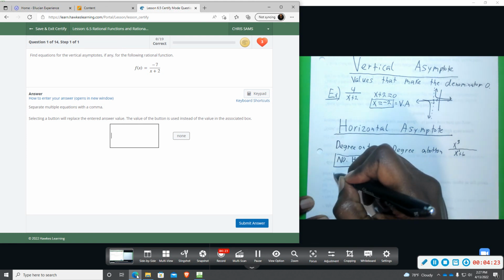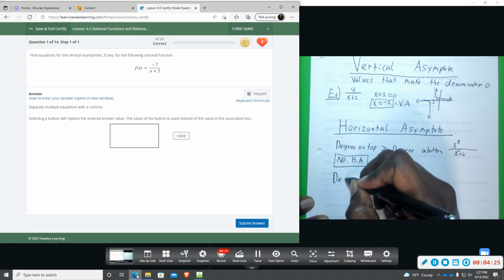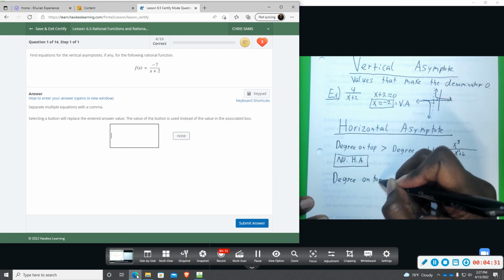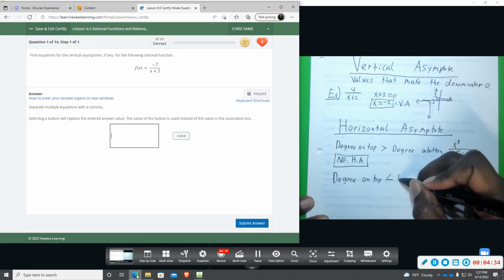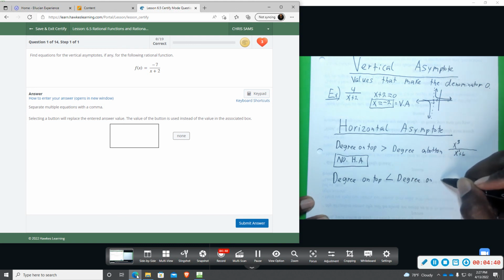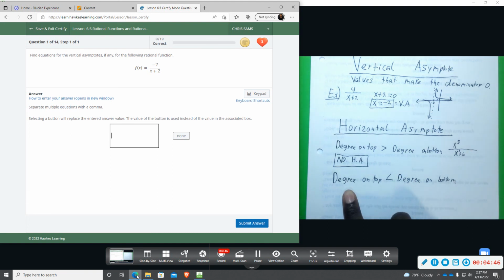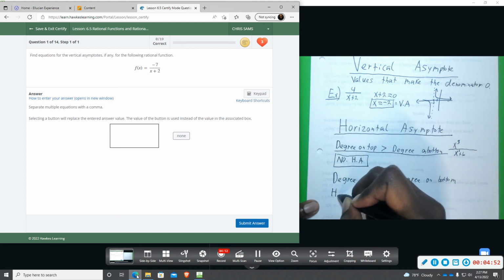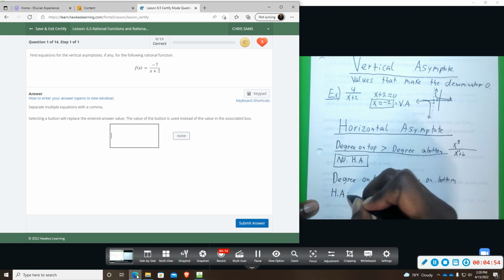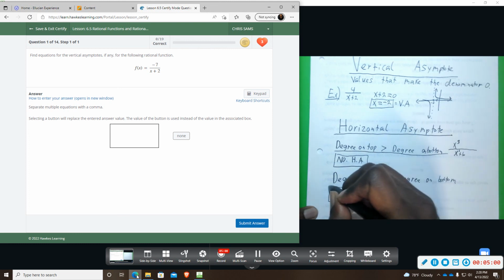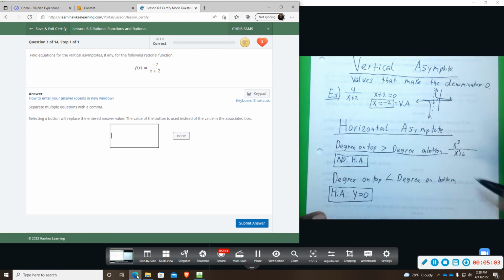Then we have degree on top is less than the degree on the bottom. Okay, so if that's the case, then your horizontal asymptote, so I'm just going to abbreviate with HA, is going to be the equation y equals 0.